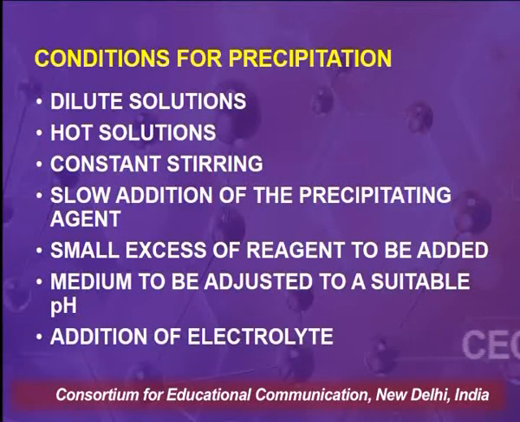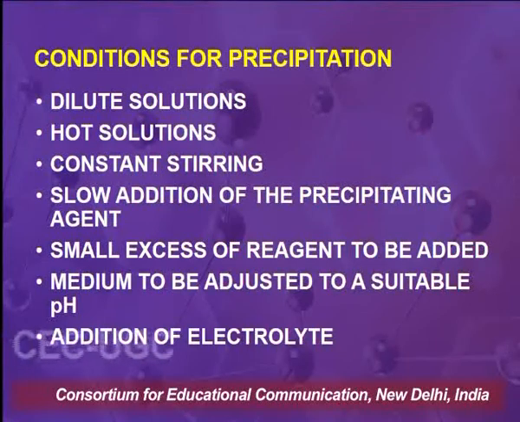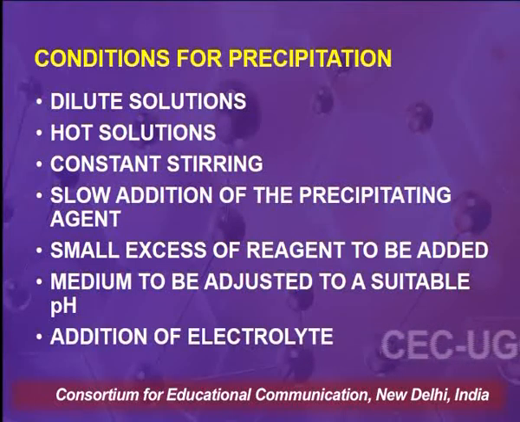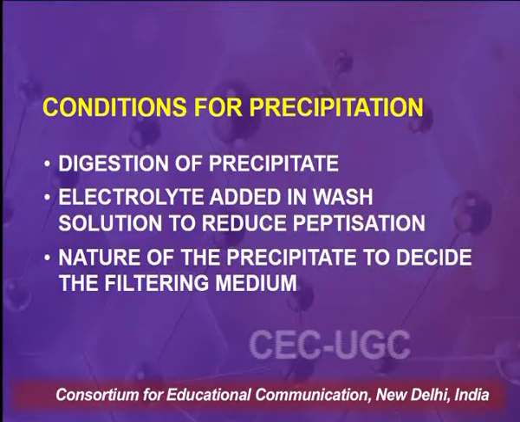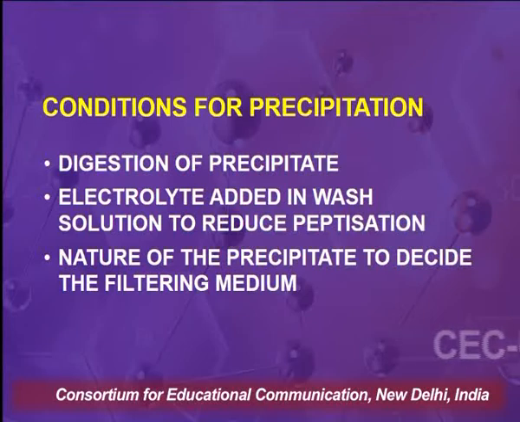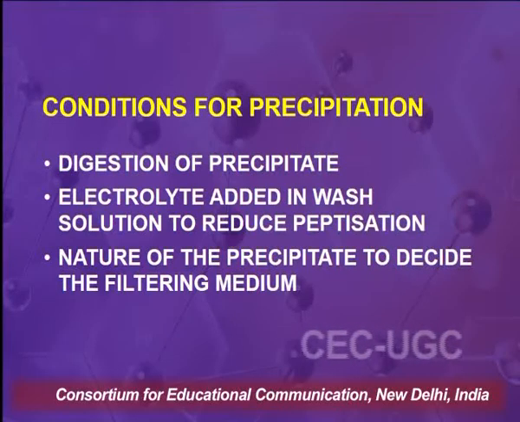precipitate is forming easily. The medium needs to be adjusted to a suitable pH, whether acidic or alkaline, depending upon the conditions or the metal ion or the precipitating agent which are being used. The addition of an electrolyte is again important to prevent peptidization, as we have already discussed. Digestion of a precipitate is important to reduce co-precipitation, but of course it slightly increases post-precipitation. But to decrease post-precipitation also there are a number of other ways which we have already discussed.